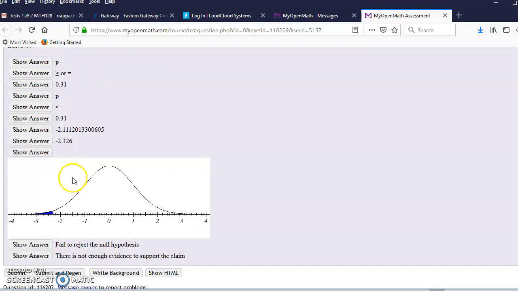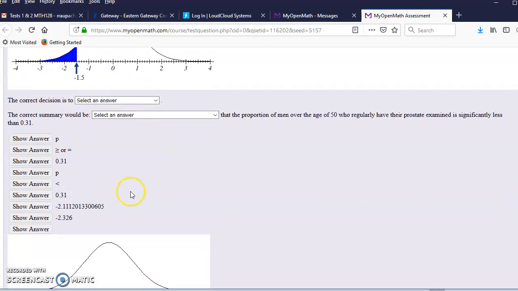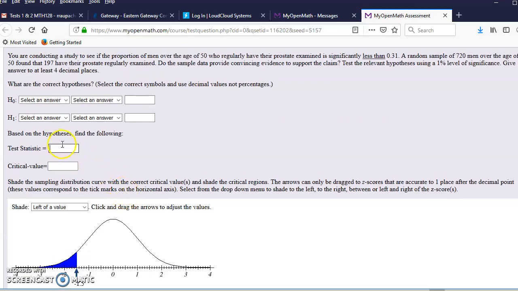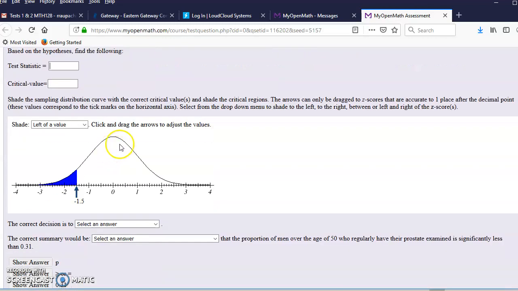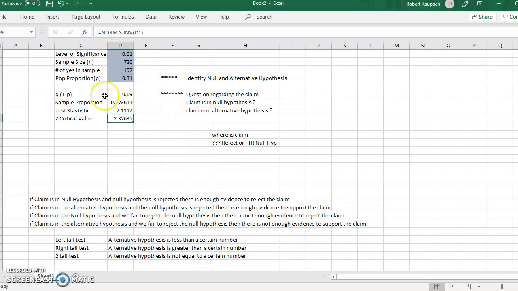So the critical factor is, let's see, what do they ask for first? Okay, the test statistic, they ask for that first. It doesn't matter, you could do either one of these first, but let's go in order of what they ask. Test statistic is based on the spreadsheet. The test statistic is negative 2.112, okay, and the critical value is negative 2.32. So let's not split hairs about the decimals. All we're looking at is which one is greater than this one or this one.